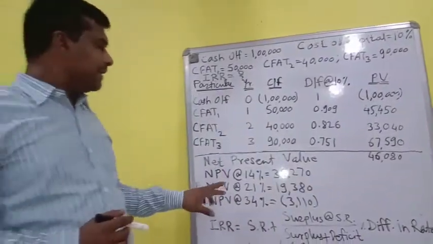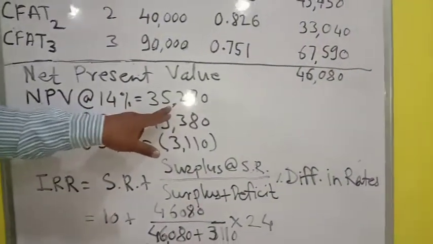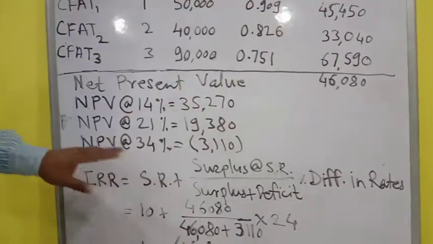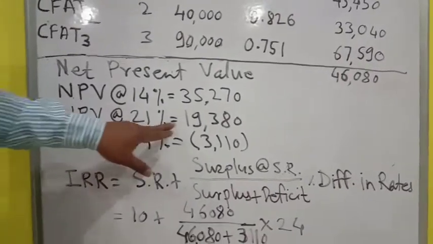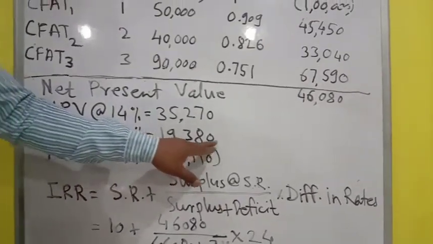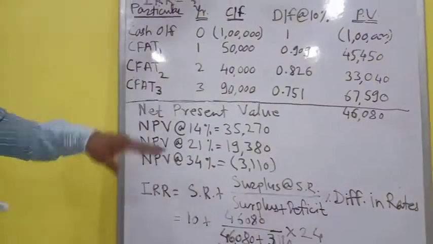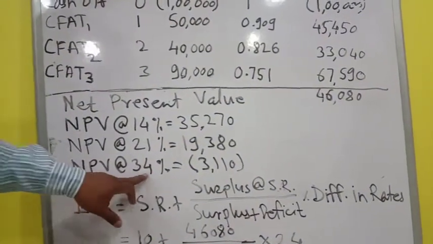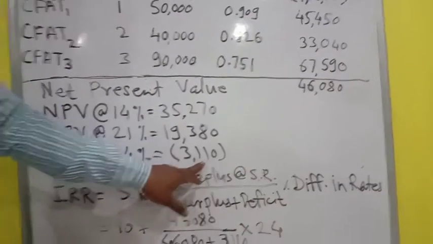Firstly, I calculated the NPV at 14%. And when I calculated the NPV at 14%, it again came positive, 35,270. So I again increased the rate. Then I increased the rate to 21%. I calculated NPV at 21%, and that came to be 19,380, which is again positive. So I am supposed to increase rates again. Then I suddenly increased the rate to 34%. And when I calculated the NPV at 34%, I got a negative NPV of 3,110.